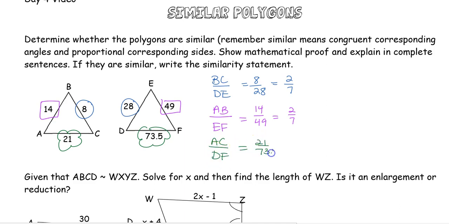21 over 73.5. And if you're wondering how I am getting these numbers, I'm just putting this into my calculator. 8 divided by 28, math frac. 14 divided by 49, math frac. 21 divided by 73.5, because this one might be the one that you can't do in your head. When I enter that into my calculator, I math frac it, and I get 2 over 7, which is good news. So we are going to say triangle.